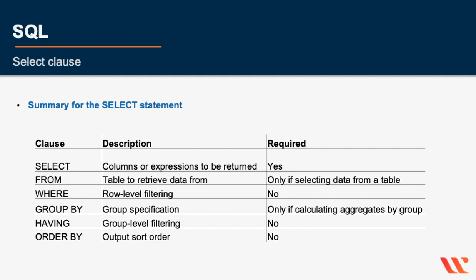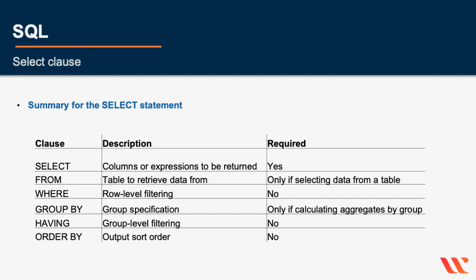So far we looked at a lot of different elements for the SELECT statement. So here's the summary of a breakdown. You have SELECT, FROM, WHERE, GROUP BY, HAVING, and ORDER BY. You should probably memorize this because this is the order in which the SELECT statement will always look. So you have the SELECT columns or expressions, FROM, which is the table, WHERE, that's the row level filtering, GROUP BY, that's the group specification, HAVING, group level filtering, and then ORDER BY is the sort order.